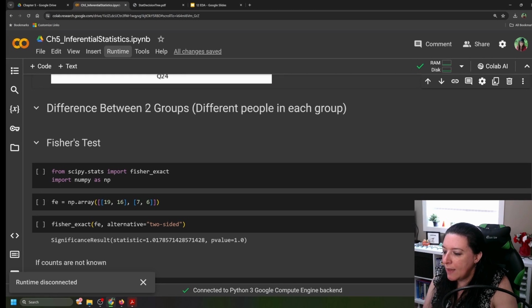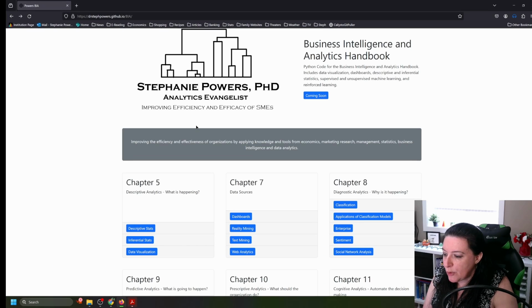So we are working in the Inferential Statistics workbook. You can find this at drstephpowers.github.io/BIA. Inferential Statistics is the workbook. Go to GitHub, go into Google Colab, sign into your Google account, save a copy so you can edit it.